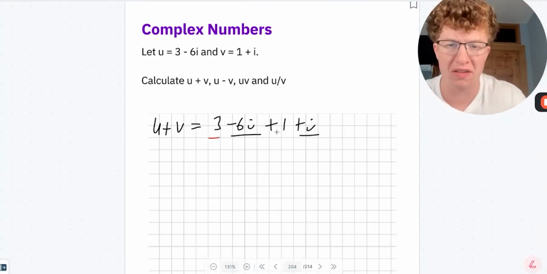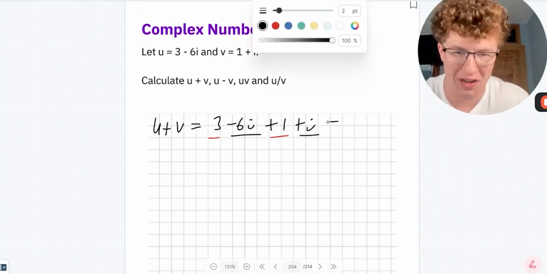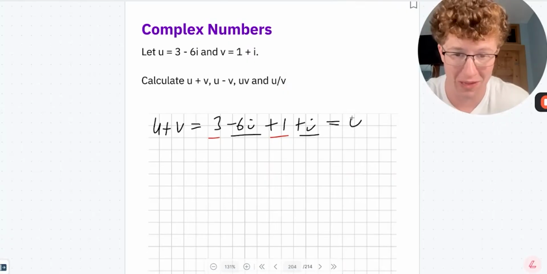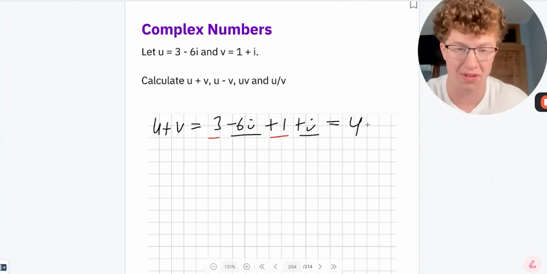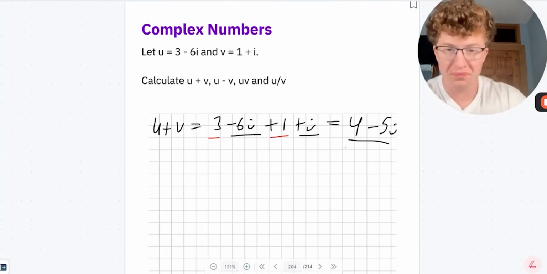Imaginary components just means the guys with an i in them, and the real components are just the guys without an i in them. So then 3 plus 1 is going to give us 4, and a minus 6i plus 1i is going to be minus 5i. So that's u plus v.